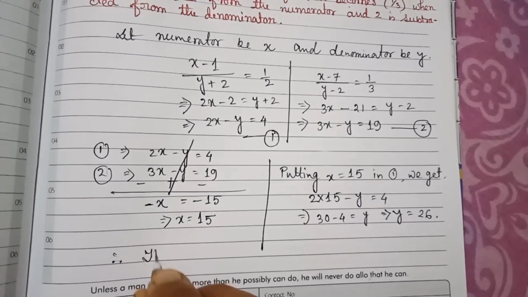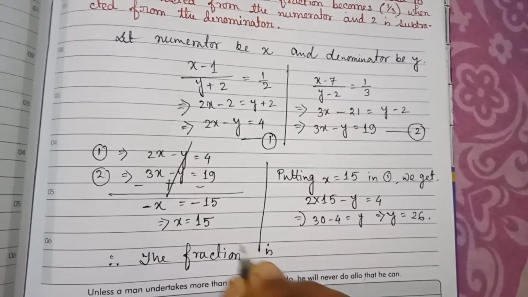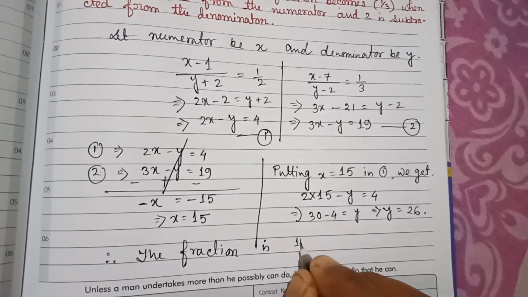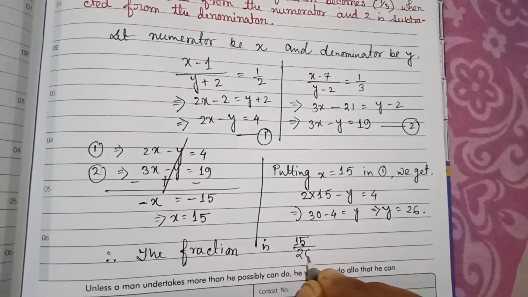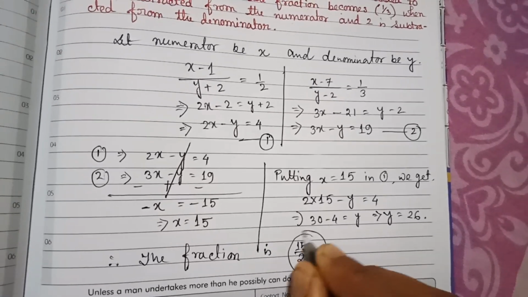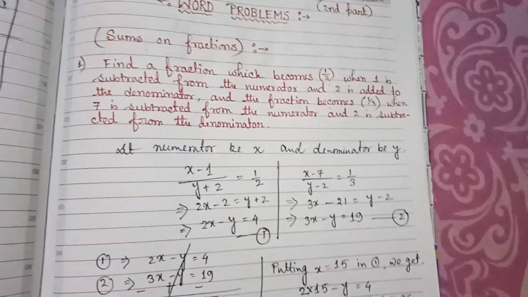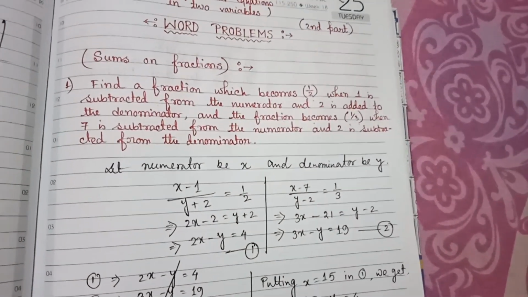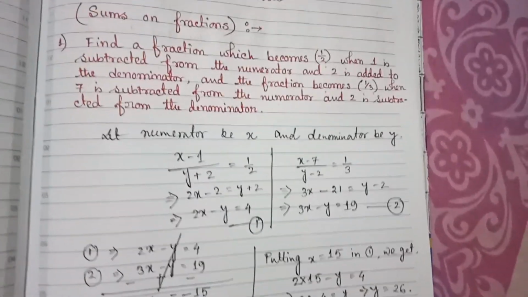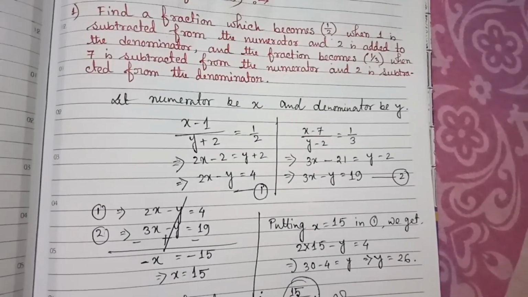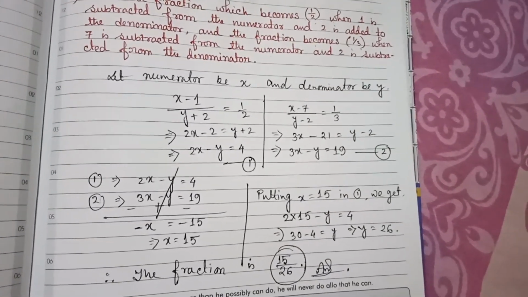Therefore, the fraction is: x is the numerator and y is the denominator, that means the fraction will be x by y. So it is 15 by 26, and this is the answer. Most questions will be quite like this. You have to find the fraction. You will get two conditions depending on the numerator and denominator, and then find the values of x and y to get the final fraction.